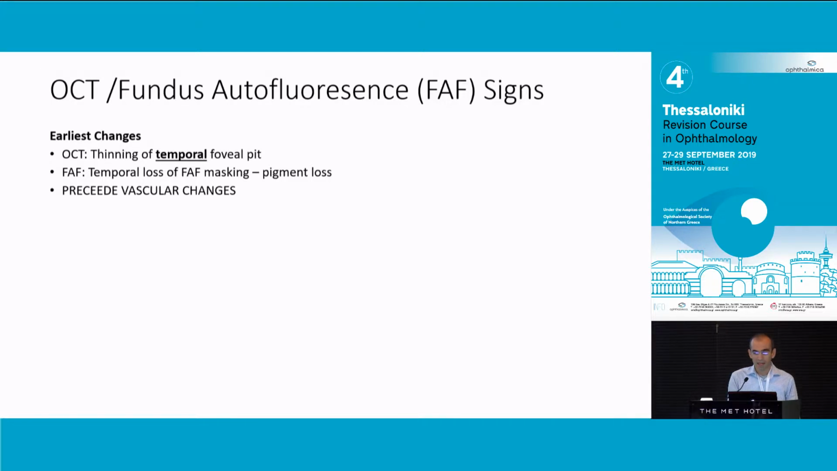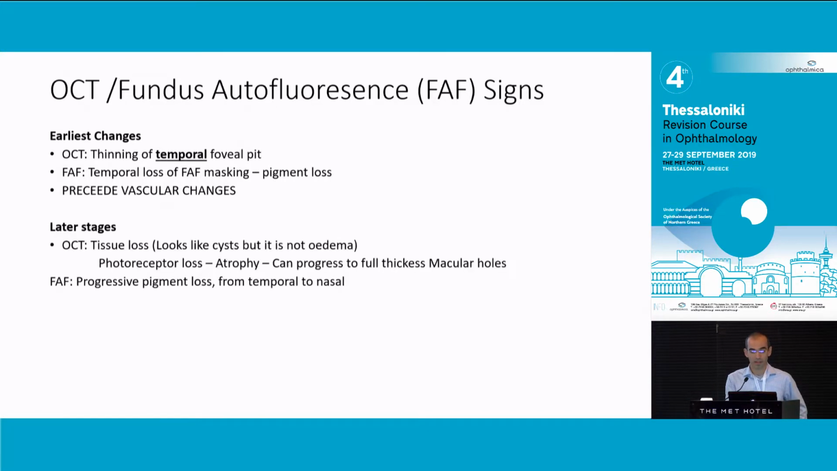So the earliest signs, and really you might not be able to see it on someone who only has this, but you will often, if you look out for it in a fellow eye, you often see it. You get thinning of the temporal foveal pit. And on autofluorescence, you may see temporal loss of pigment, so you get increased autofluorescence masking. And all these precede vascular changes. In later stages, you start seeing tissue loss. It looks like a cystic macular edema, but it isn't. It's true tissue loss. You then get photoreceptor loss, atrophy, and it can progress to a full-thickness macular hole.